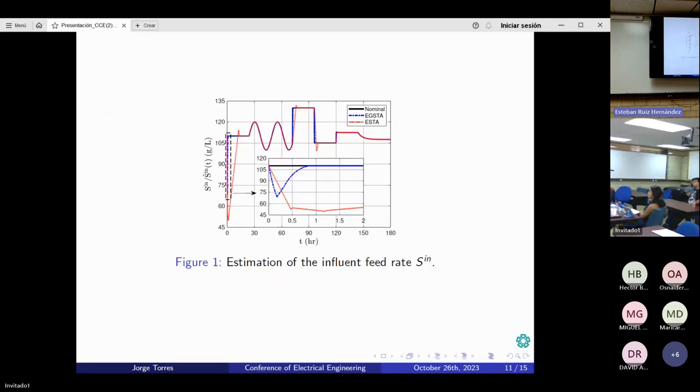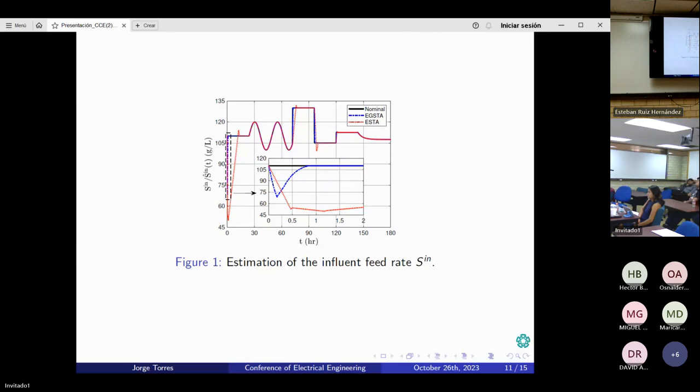Now we have here what we are looking for, the concentration of the influent nutrients. In black, we have the nominal one. In blue, we have our proposition in this work, and in red, the previous one. So all of them work properly, but the difference between these two algorithms is that the blue one is faster than the red one. It has more or less the same robustness properties.